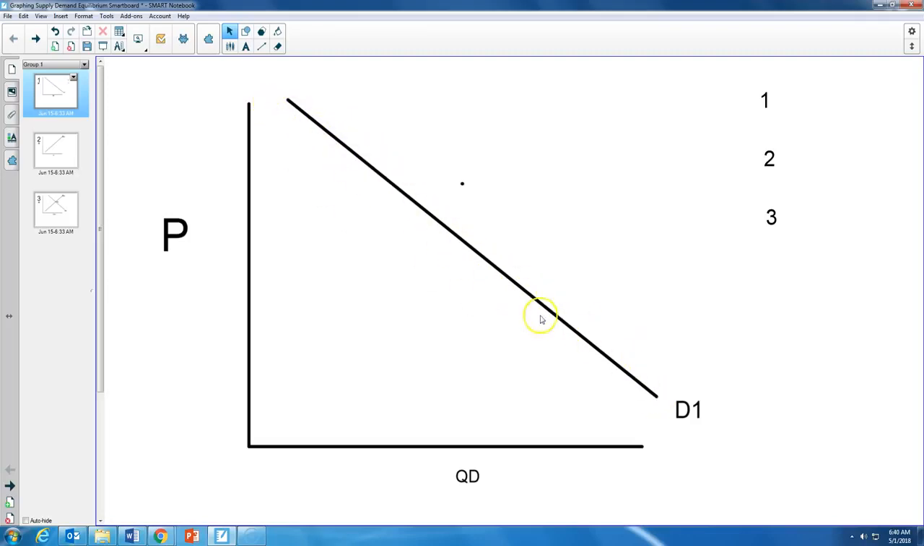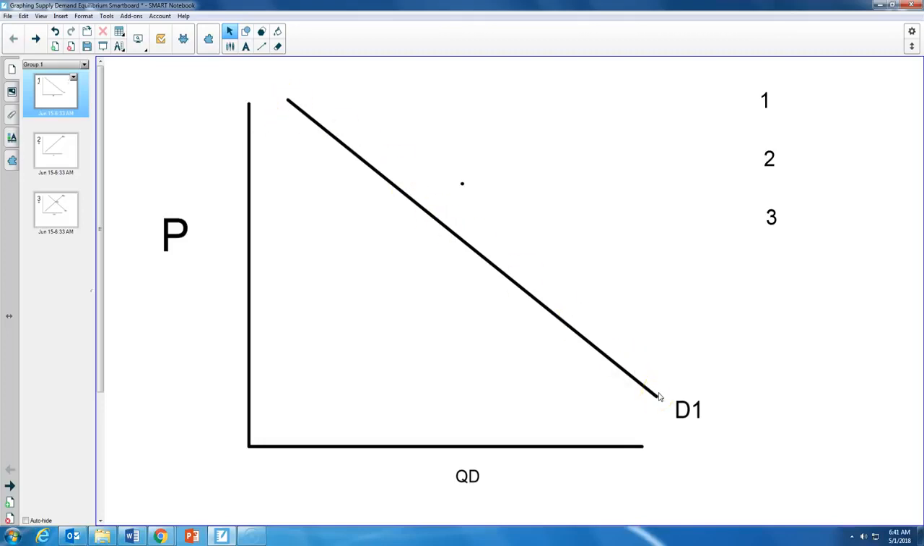You can see that it slopes down and to the right. That is because of the law of demand, which shows an inverse relationship between price and quantity demanded. So therefore, we have a downward slope, because when price increases, the quantity demanded for a good decreases. And when prices decrease, the quantity demanded for a good increases. And so that is the slope.